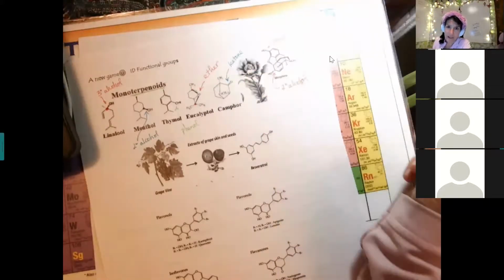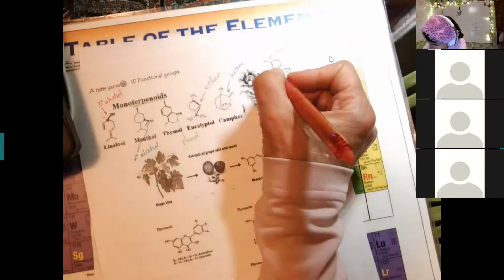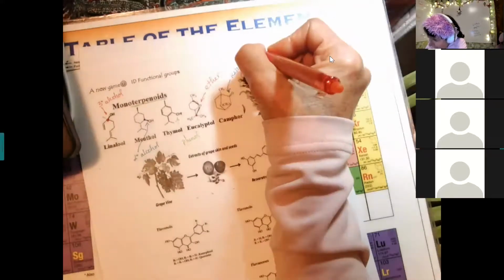This up here is a phenol because it's on the benzene ring, whereas this is a secondary alcohol because that's not a benzene ring. And then this guy here is an ether because it's an oxygen in the middle. Anyway, so I've had people actually do heroin, and they found some really interesting, fascinating studies.